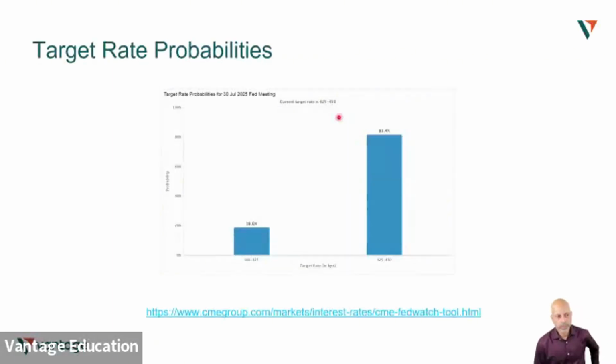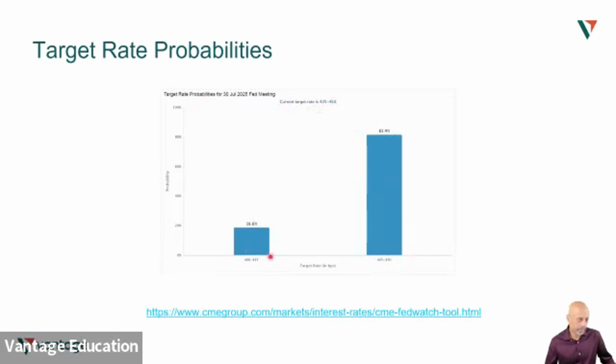Now, target rate probabilities, right, we can also have an idea of what the Fed is expected to do based on this website by CME Group. And you have the Fed Watch tool where it calculates the target rate probabilities for each FOMC meeting. Now, the next FOMC meeting concludes on 30th of July, and with the current rate sitting at 4.25 to 4.5%, which is here, right now the probabilities stand at 81.4% for the Federal Reserve to maintain rates at 4.25 to 4.5%.